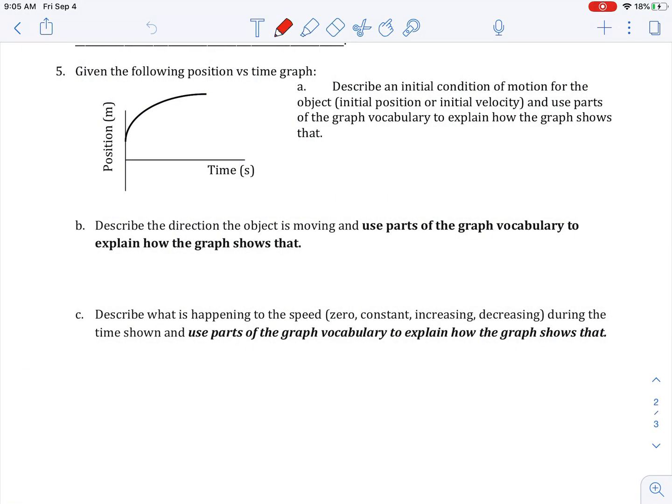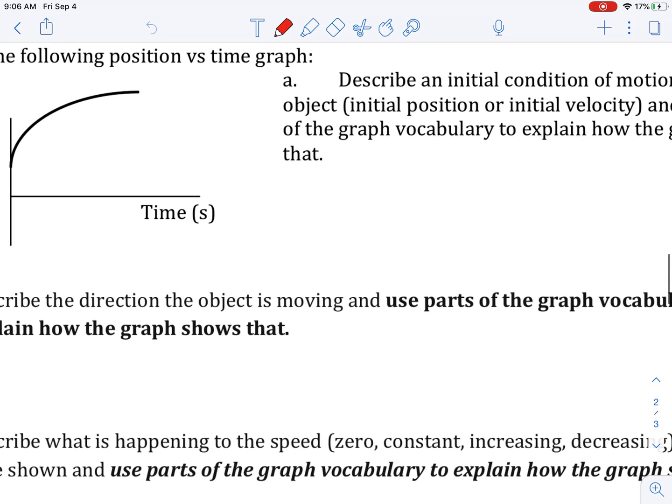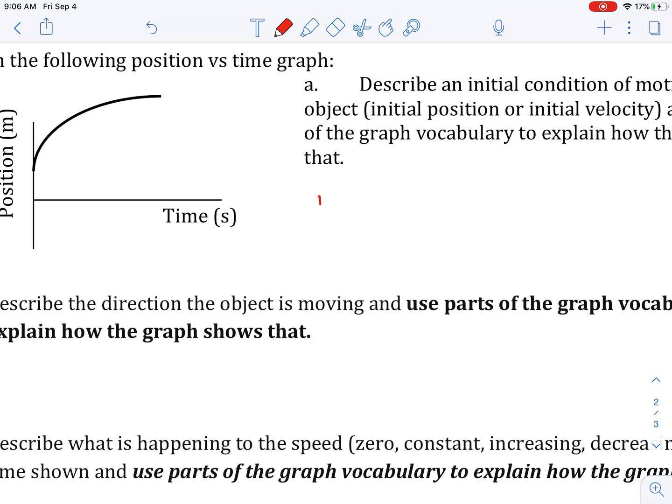Okay, here's one of the two problems we're going to look at. Given the following position versus time graph, A, describe an initial condition of motion for the object, initial position or initial velocity, and use parts of the graph vocabulary to explain how the graph shows that. The most important thing when you are answering LT4 graph questions is you always need to talk about two things in your response. Number one, talk about what the object's doing, and number two, talk about how the graph shows you that. If it helps you, every time you do one of these, number it 1 and 2. So first I'm going to talk about the object.